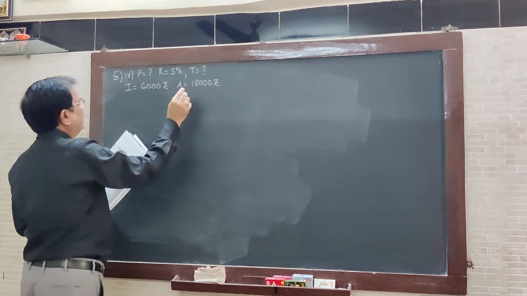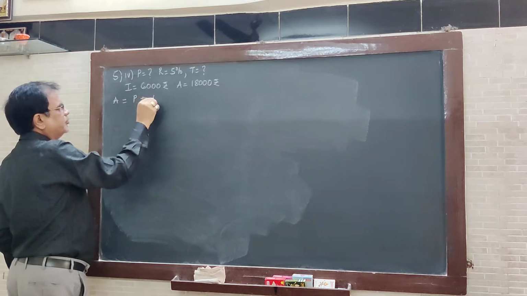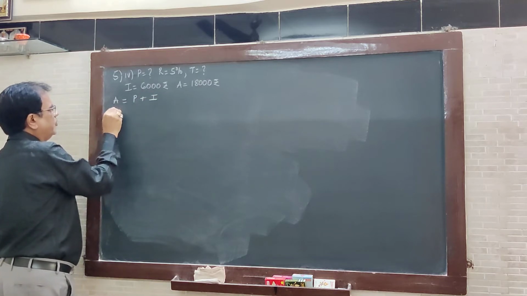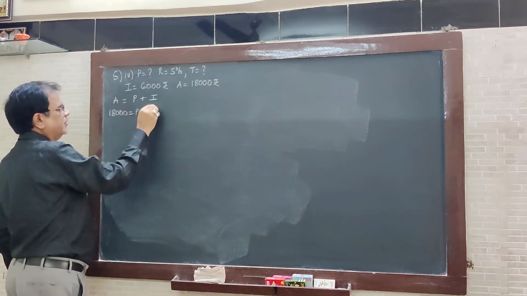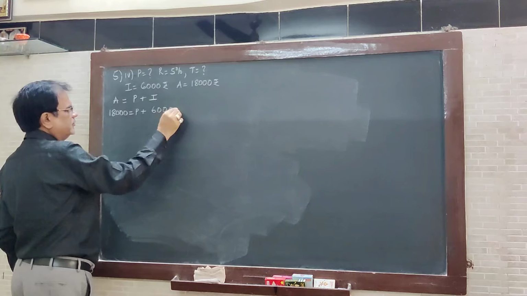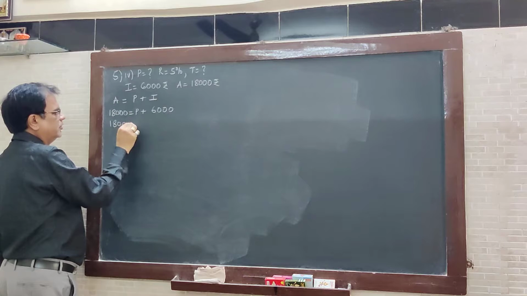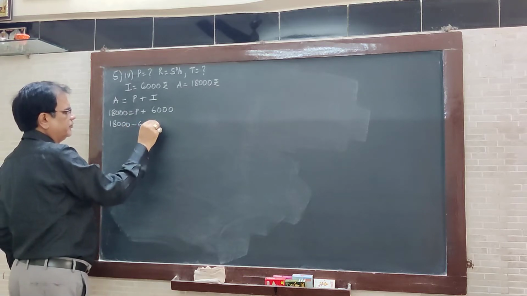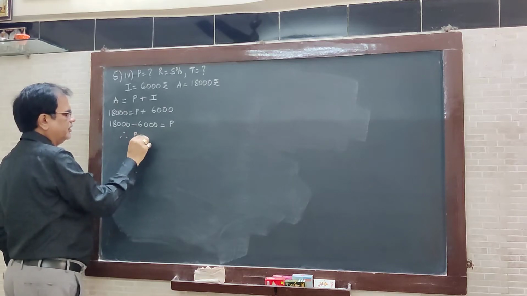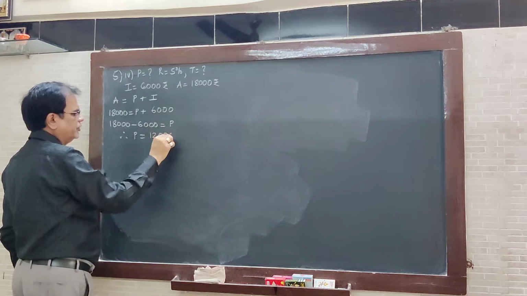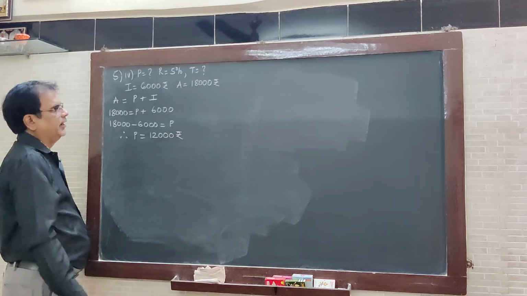Okay. So whenever you are given amount, start with amount first. Amount is equal to principal plus interest. Amount is given, 18,000. Principal is not given. Interest is given, 6,000. So 6,000 we bring over here. So 18,000 minus 6,000 is equal to principal. Therefore, principal is equal to 12,000 rupees. So first step, we have found out principal. Principal is equal to 12,000 rupees.